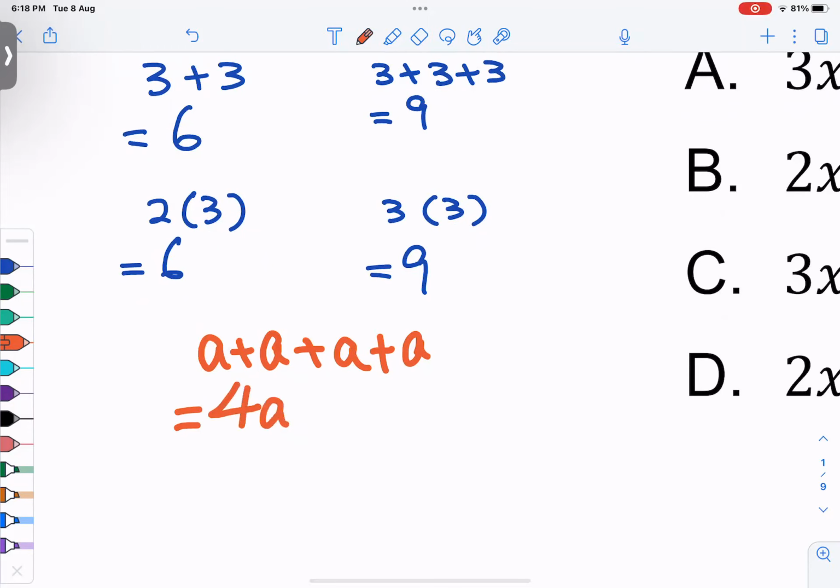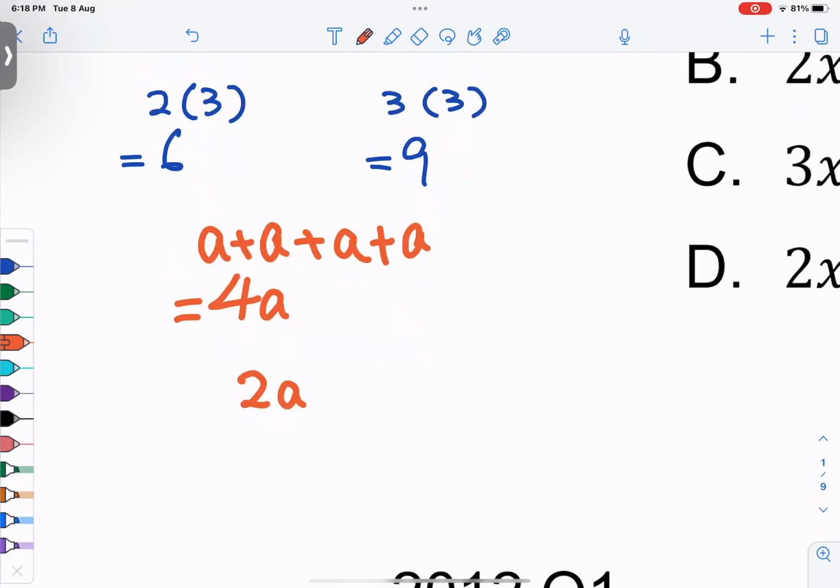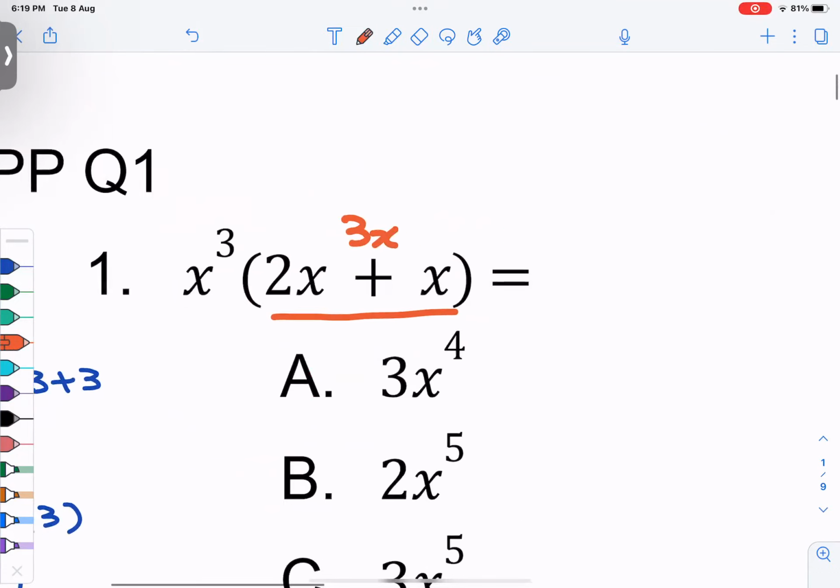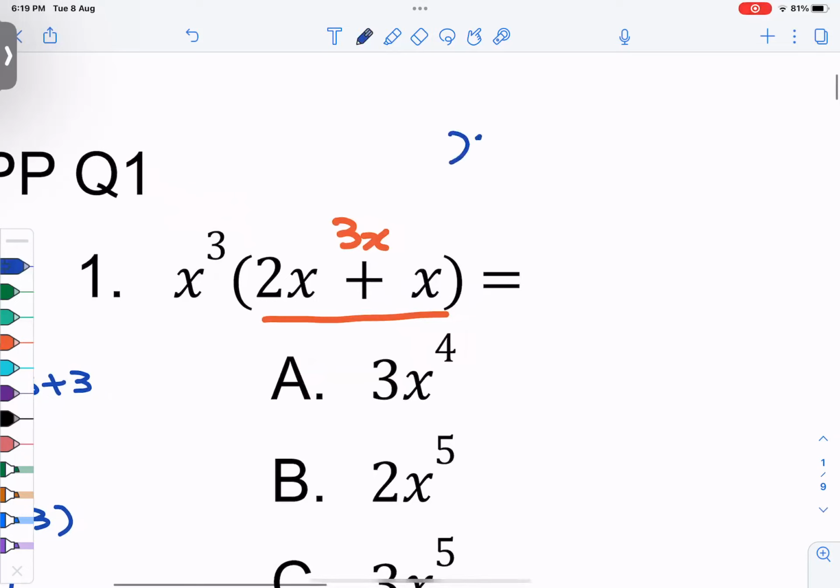4A. Yes, 4A. Then how about if I have 2A plus 2A? Also 4A. Yes. So how about if I have 2x plus x? 3x. Yes, that's good. So you have 3x from here. So in total, now what you have is x cubed times 3 times x.